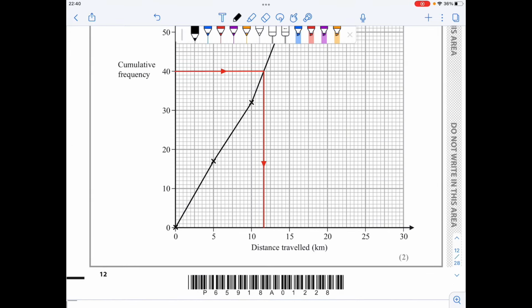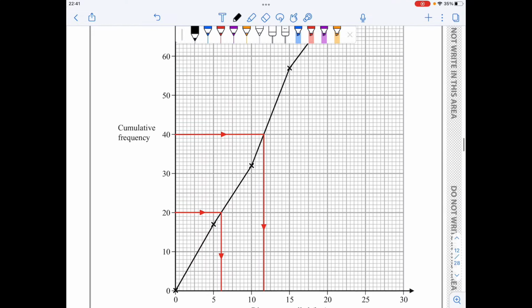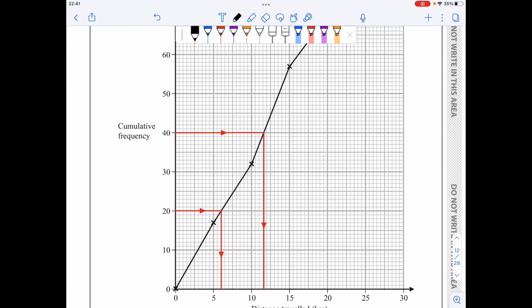So from the graph for Q1, this cuts the x-axis at 6. So Q1 is 6. Let's repeat for Q3. I have to go to 60 now.